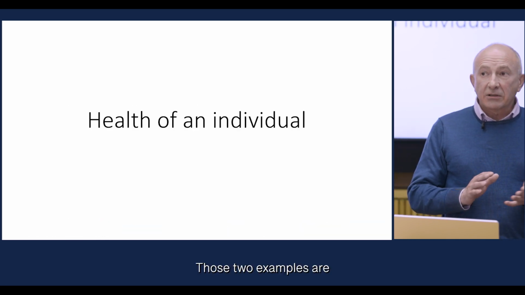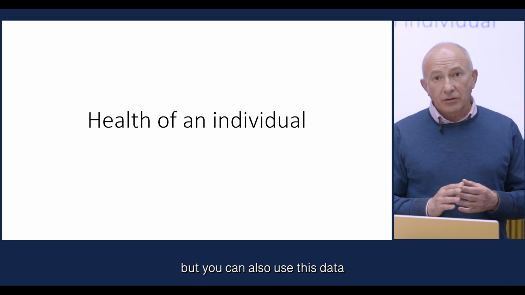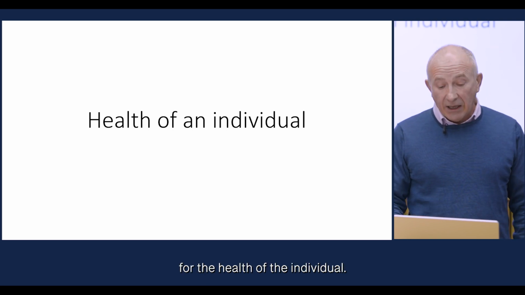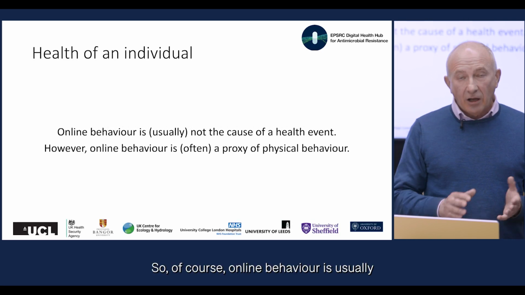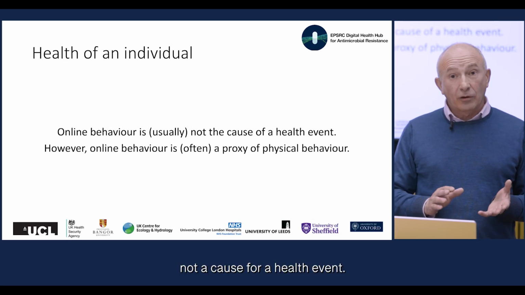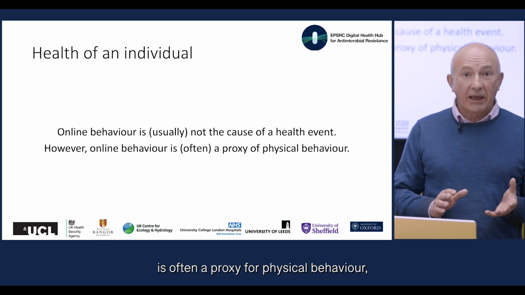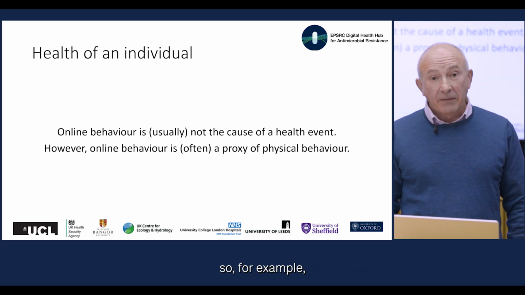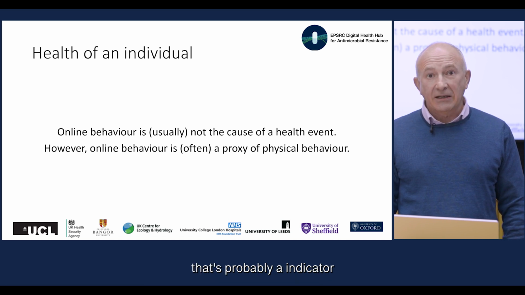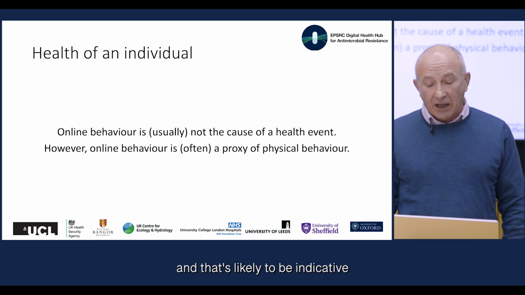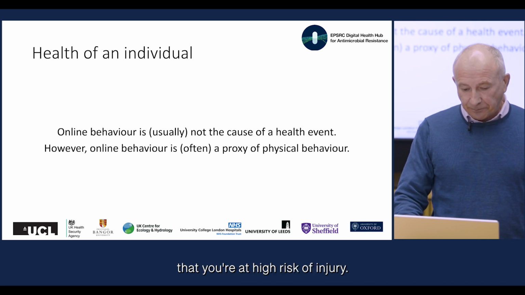Those 2 examples are looking at population health, but you can also use this data for the health of the individual. So of course, online behaviour is usually not a cause for a health event. However, online behaviour is often a proxy for physical behaviour. So for example, if you're searching for climbing equipment, that's probably an indicator that you're climbing, and that's likely to be indicative that you're at higher risk of injury.